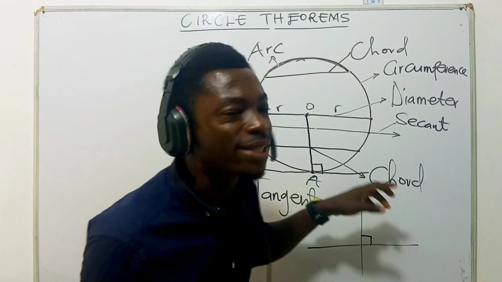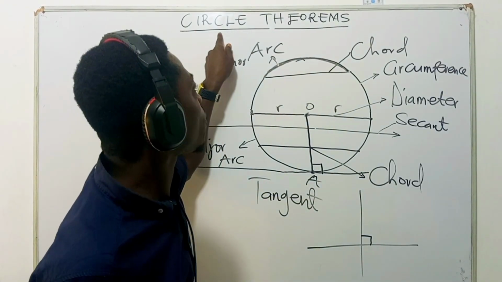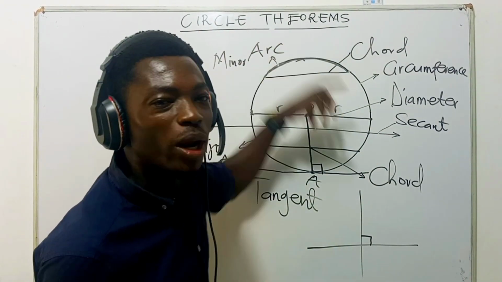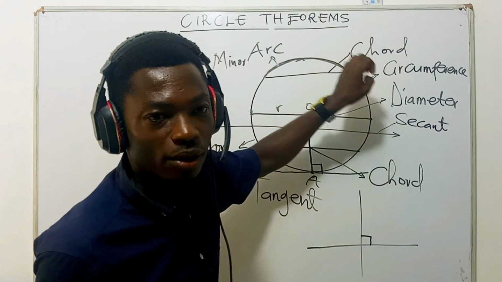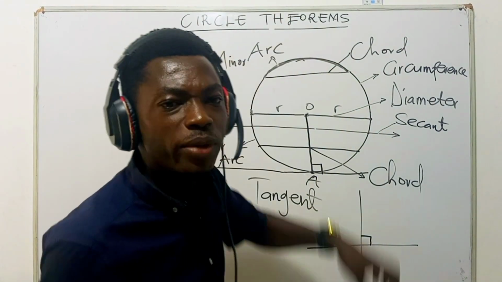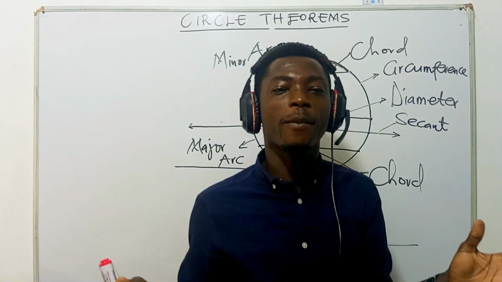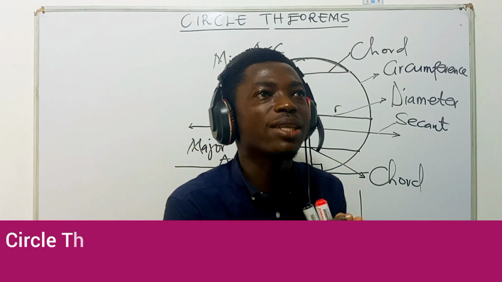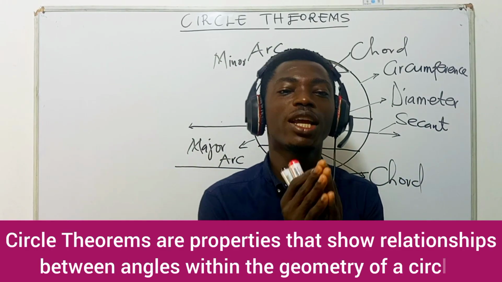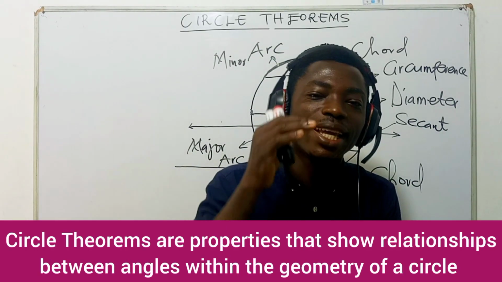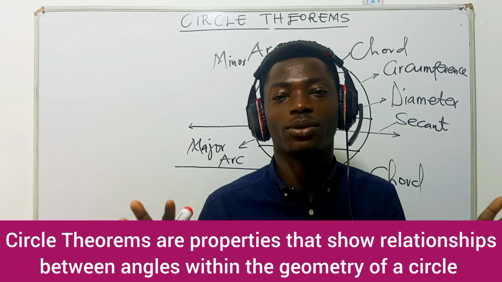And before we go, guys, now we know the definition of a circle, we know the definition of theorems. What about the whole thing together? So here we have circle theorem. When we say circle theorem, what does that mean? So basically, circle theorems are properties that show the relationship between the angles in the geometry of a circle, period.